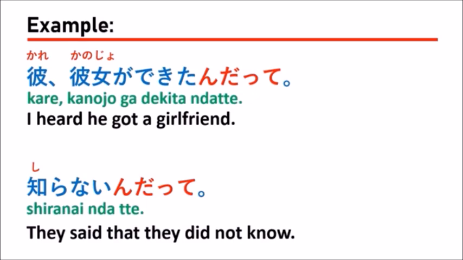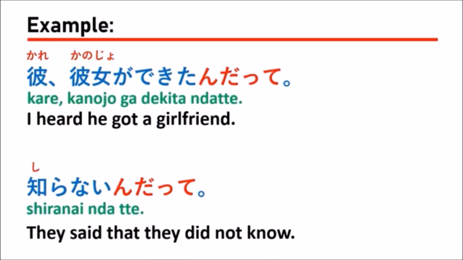For the first sentence, you see that they use it with a verb. The verb here is from dekiru, right? So we change it to the past tense. This becomes dekita, but we add n, so we get dekitandatte. 彼女ができたんだって。Which means he got a girlfriend.